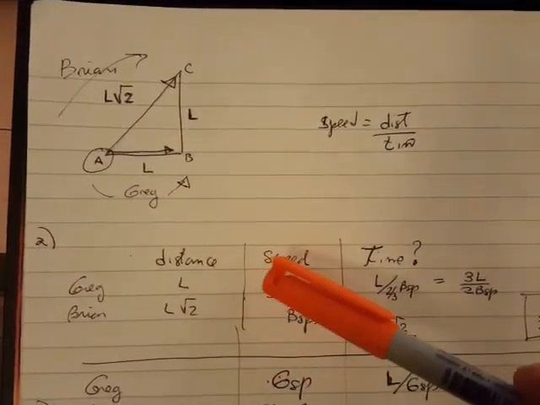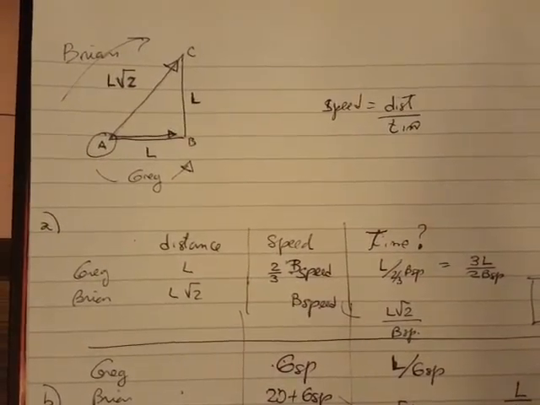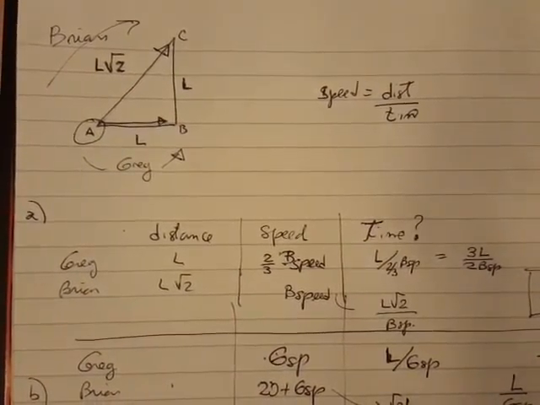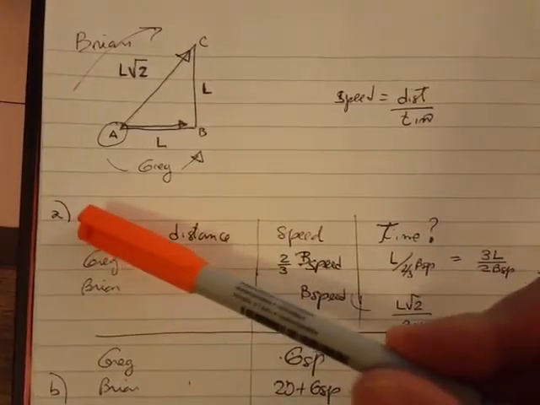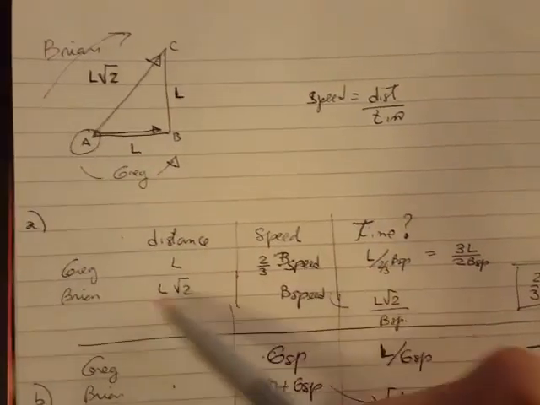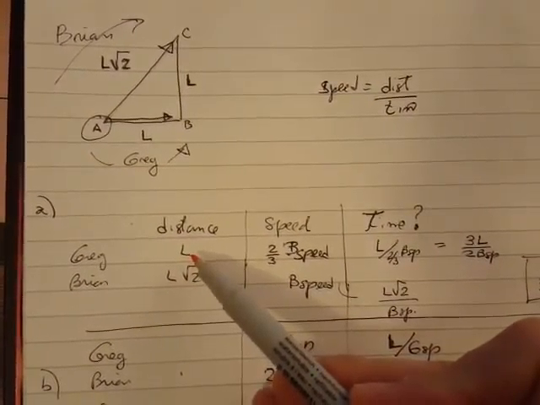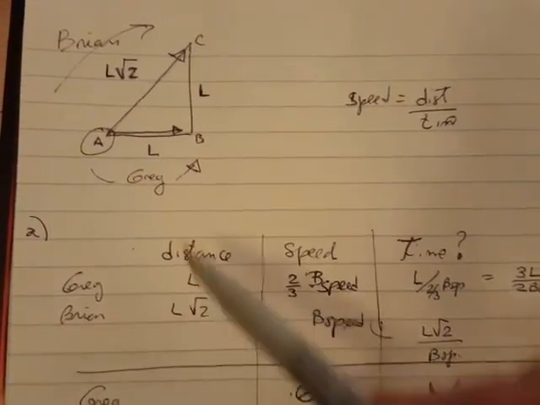The question is who gets there faster, and the two statements they give you basically give relations between their speeds. So statement A will give you that, let me just get this pen. Obviously we know that the distance is L for Greg and L squared 2 for Brian. Let me get zoomer. We know that from the graph.